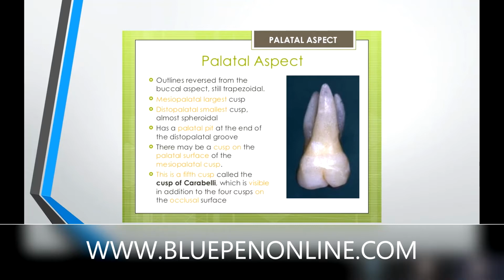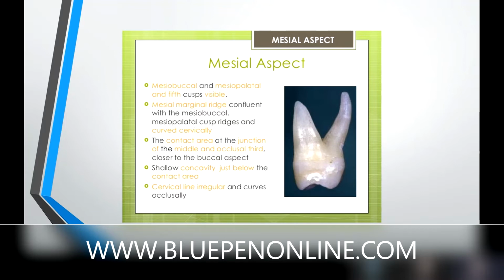Coming to mesial, from mesial, what can you see? Mesobuccal and mesopalatal, 2 cusps you can see. And sometimes the cusp of Carabelli, if present, even that is visible. Then you can see the mesial marginal ridge. Then again you have to see the contact area, because a tooth is in contact only on the mesial and distal sides. Buccal and lingual there is no contact. One tooth to another is in contact only mesially and distally. So where the contact points are established, you must write down in the mesial and distal aspects.